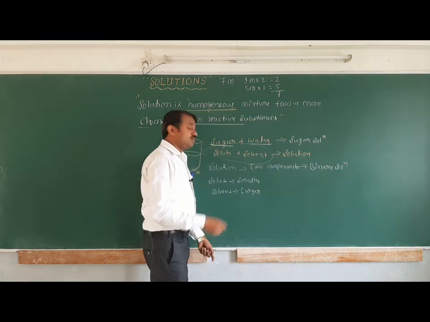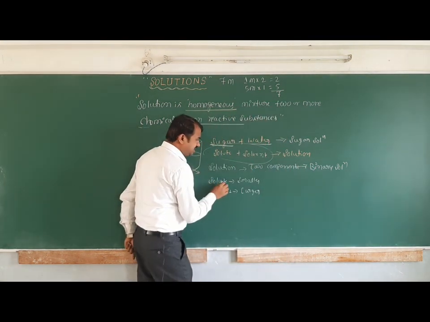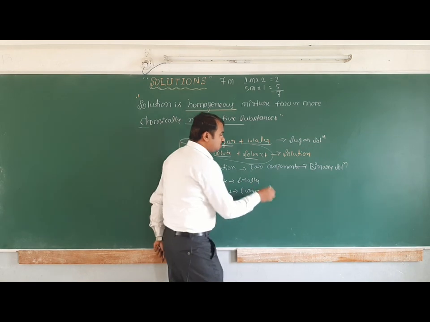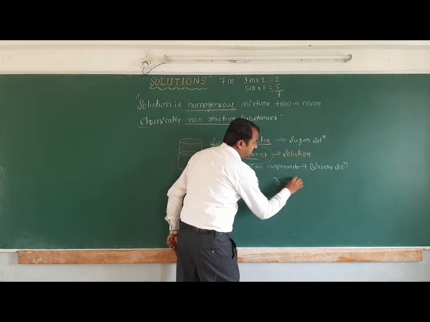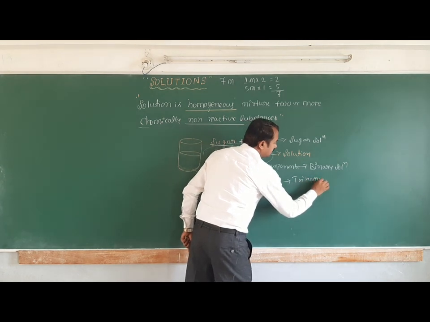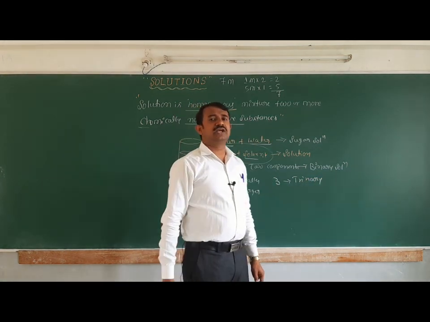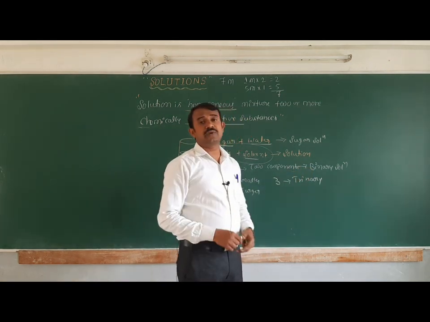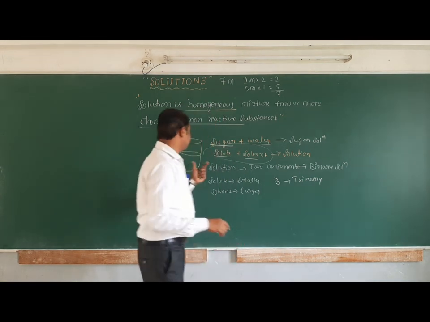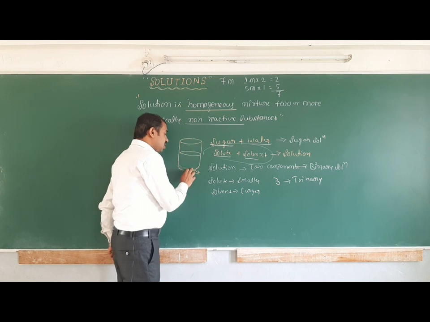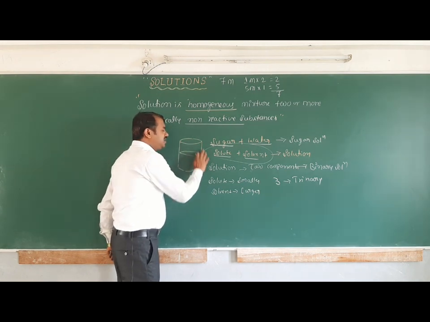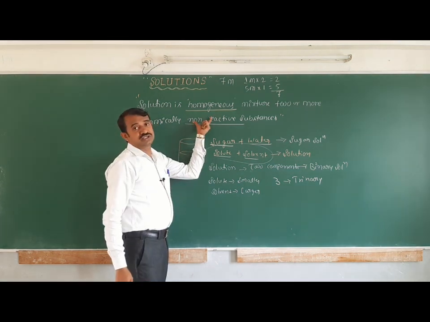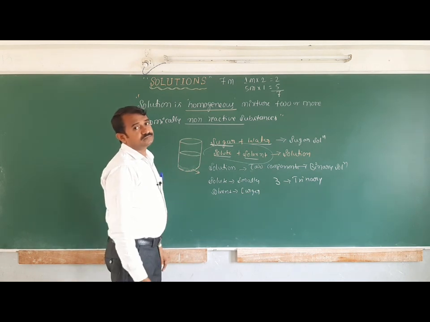If we take more than one component, how many components are there? Here two components: the solute is one component, the solvent is another component. If the solution contains three components, it is called a trinary solution. If the solution contains four components, it is a quaternary solution. A binary solution means the solution which contains two components. Homogeneous means the concentration of the solute is uniformly distributed throughout the entire solution. This is the definition of solution.